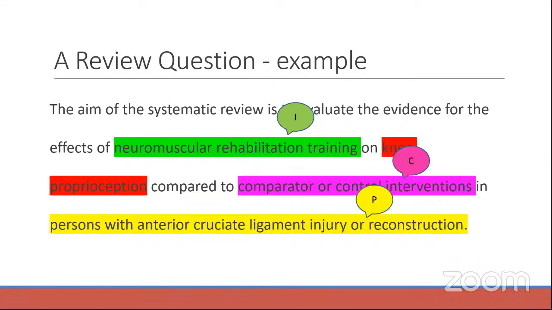And if you want, you can be even specific. For example, you can call strengthening exercise of the knee joint or conventional rehabilitation as the comparator intervention, or no intervention as the control intervention, if you want to be more specific. And knee proprioception refers to the outcomes, which could be in the form of joint position sense, threshold to detect passive motion, quadriceps force control, or something like that.